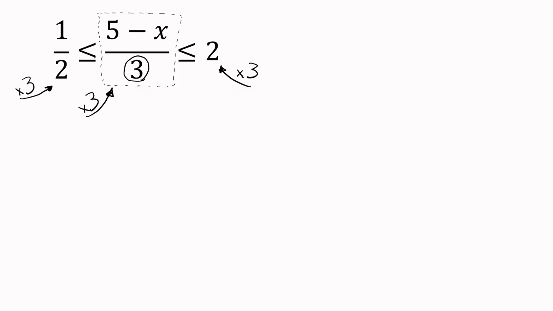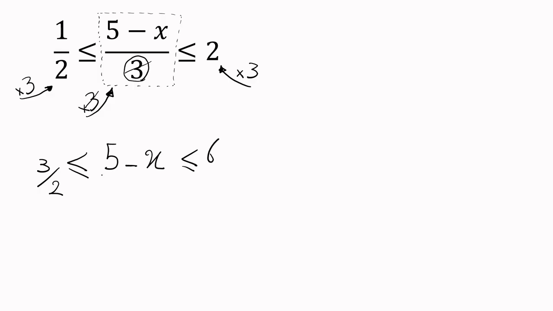If I do that in the first side, what am I going to have? In the first side, I'm going to have 3 over 2 is less than or equal. Those two 3's are going to cancel each other out. And in the middle part, I'm going to have 5 minus x is less than 2 times 3 would be 6.